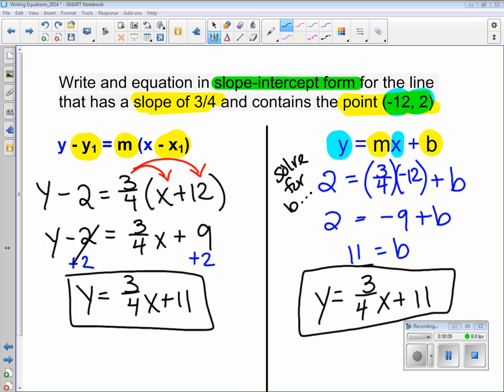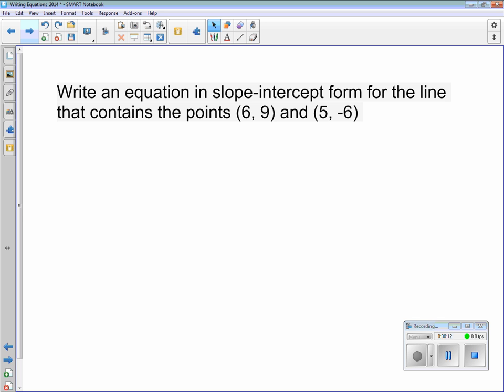Let's take it up a little step further here. And this will be the place where we stop for today. Our last example. This one's a little bit different. Why is this one different? It gives me 2 points, but no slope. So what did I tell you that you always need to write an equation? You need a point and a slope. So in this case, I'm going to have to do some work to find what first? The slope. You got to find the slope first.